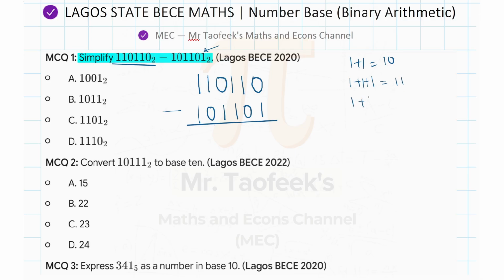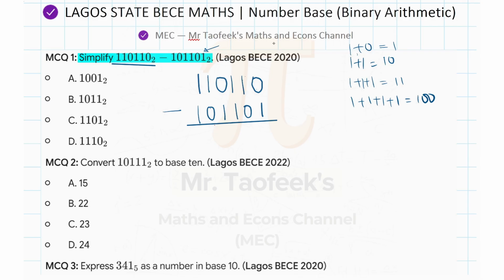And then 1 plus 1 plus 1 plus 1 is 100, right? And 1 plus 0 is basically 1. In many of the cases, you don't really get to use the 100. So just know your 1 plus 1 is 10 and 1 plus 1 plus 1 is 11. But this is a subtraction anyways. So to do this, this is 0, it can't work. So we borrow 1 from this digit.